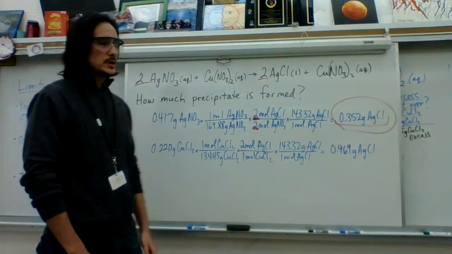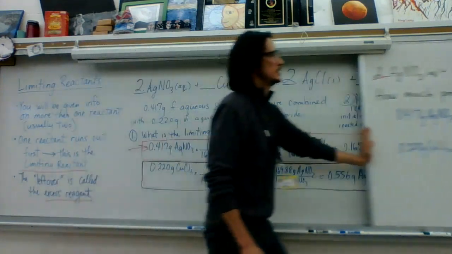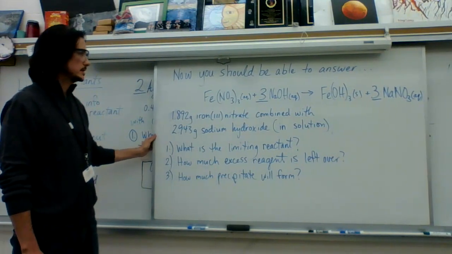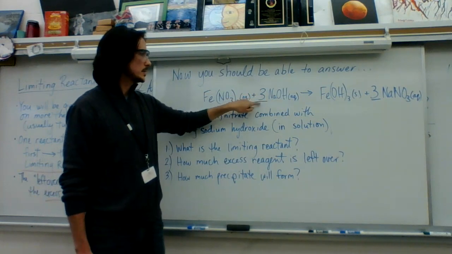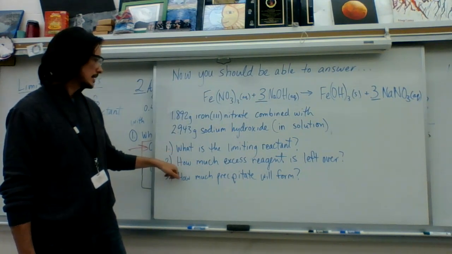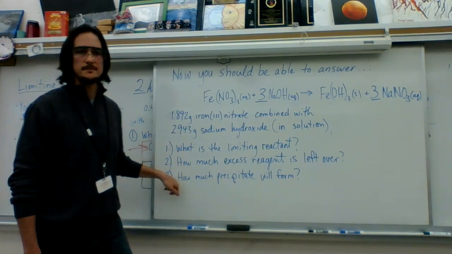Okay, so those are 3 questions you should be able to answer. If you can do this, you should be able to answer this. It's iron 3 nitrate, sodium hydroxide. We got a 1 and 3. What is the limiting reactant? How much excess reagent is left over? And how much precipitate will form? Good luck.